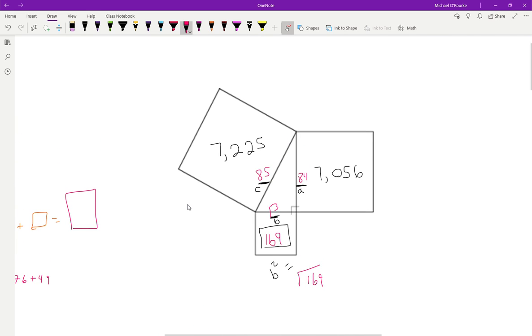Now, what actually you guys did, I didn't teach it to you, was we did the Pythagorean theorem. Do you guys remember this? C squared equals A squared plus B squared. Do you guys remember seeing that? Yes or no? Does everyone else remember seeing C squared equals A squared plus B squared? Yes, yeah.